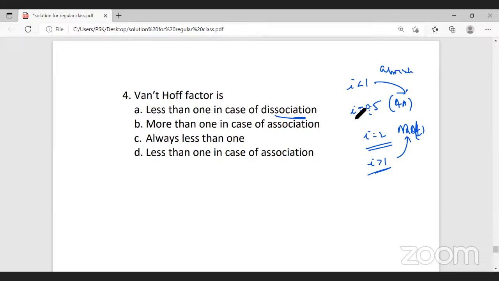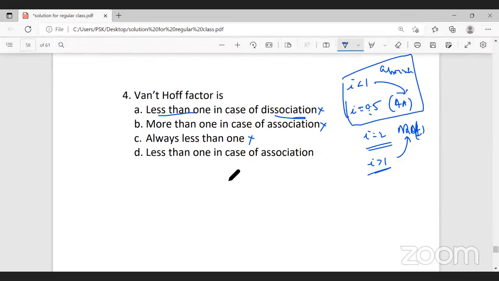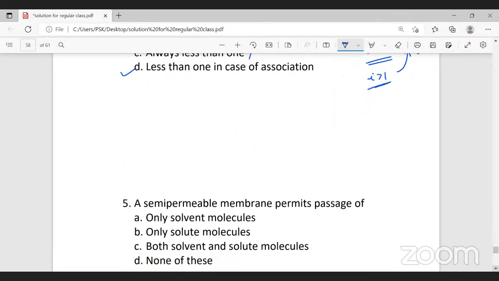In case of dissociation, the Van 't Hoff factor should be greater than 1, but they have said less than 1. This is the wrong option. In case of association, the Van 't Hoff factor should be less than 1, but they have said more than 1. Therefore, this is also wrong. "Always less than 1" is also wrong. In case of association, the Van 't Hoff factor should be less than 1. This is the right option. It's option D. Correct? Yes, sir.